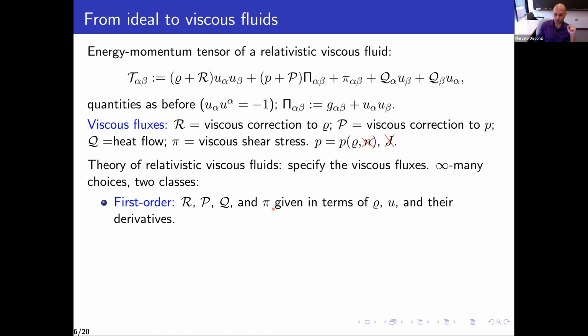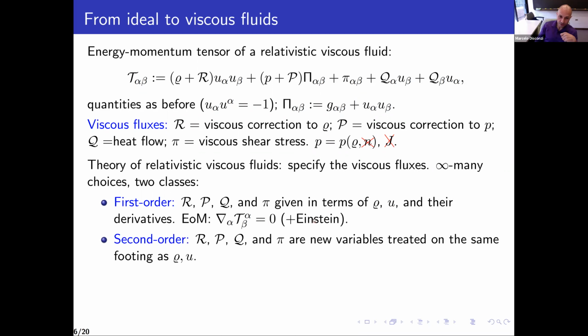So to make this more concrete. In this case, the equations of motion are, as usual, the divergence of the energy momentum tensor, possibly coupling to Einstein equations. In a different approach, also used in the community, this approach leads to what are known as second-order theories. For the viscous fluxes, there are going to be some new variables that are to be treated on the same footing as the density and the velocity.